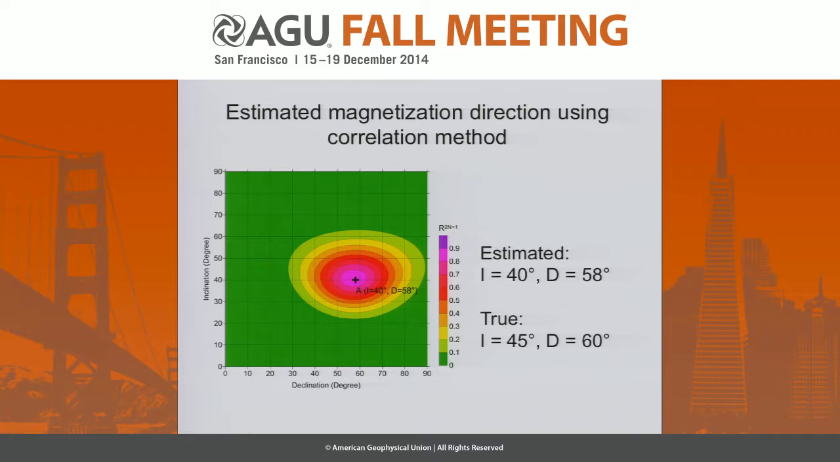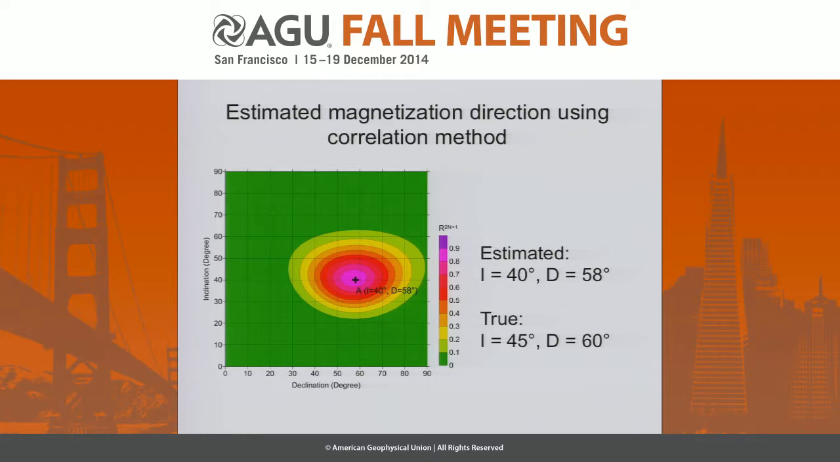In the last slide, we recovered the distributions and the magnetization direction. Besides, we can also estimate an averaged magnetic direction. This map is a correlation map. The peak of the max shows the optimal direction. The estimated direction is 40 degrees and 58. This result is close to the true values.